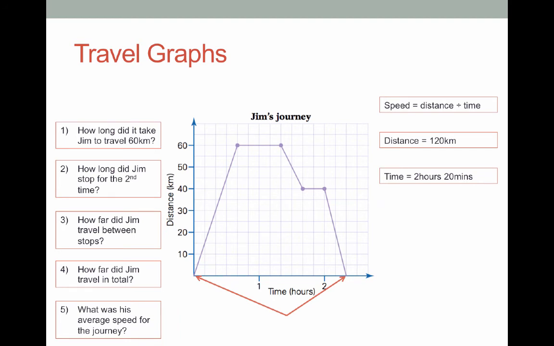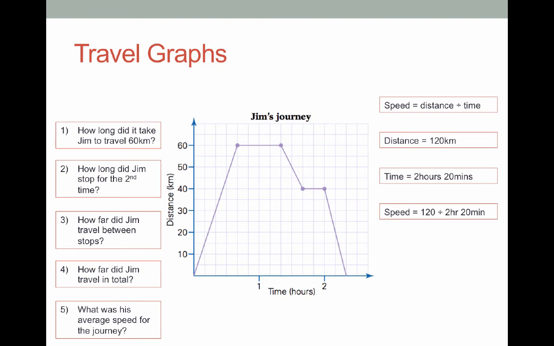This is going to be 2 hours and 20 minutes. It's easy to see that it's 2 hours and 20 minutes because he finishes 2 boxes after the 2 hour point, and 2 boxes is 20 minutes. So our speed will be 120 kilometers divided by 2 hours and 20 minutes. Now, for those of you that are unaware, you can't write 2 hours and 20 minutes as 2.20. That's not how time works. We have to write 2 hours and 20 minutes as a fraction for us to get the correct answer.